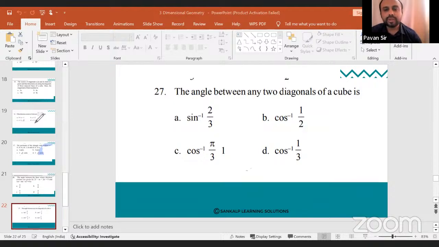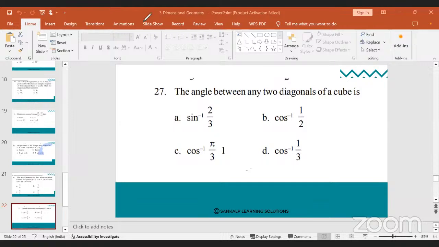Okay. The angle between any two diagonals of a cube is what? The angle between any two diagonals of a cube is what? Try to solve it fast. The angle between any two diagonals of a cube.